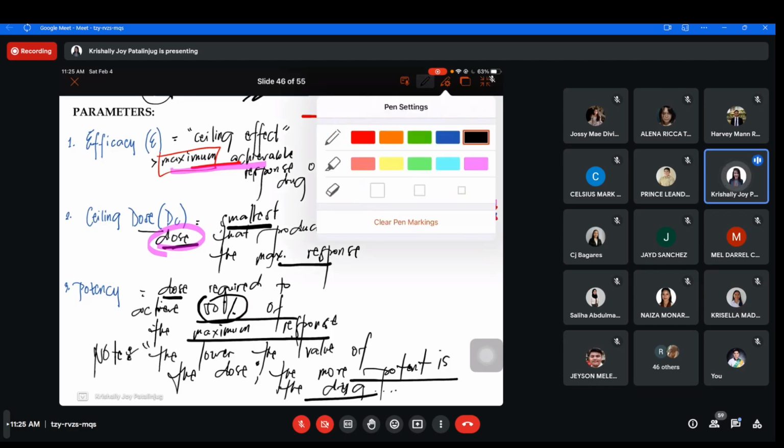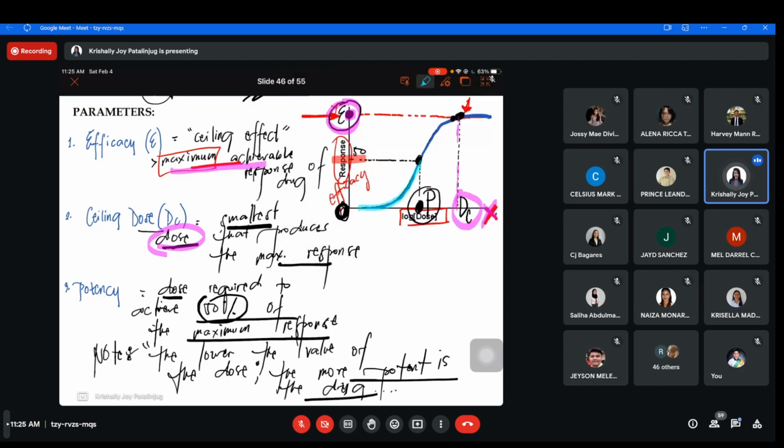Okay? So for this drug, this is its curve. Then this is its efficacy, the maximum response attained. 50% of that. And with this dose, it attained half of the maximal response. That is the potency. Okay? So I hope you understand.